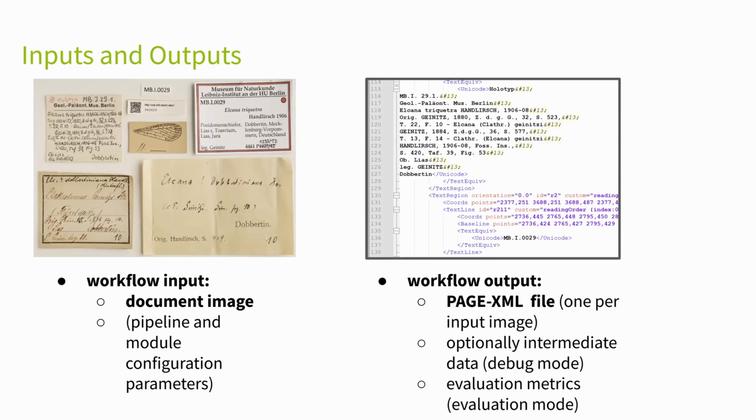So first of all, let's look at the inputs and outputs of our data pipeline. What enters the framework and what comes out. So the workflow input is the document image that we get from digitization. And secondly, we have all the configuration parameters for the pipeline and the individual modules that need to be specified and are then taken by the workflow. The output of the workflow is a PAGE-XML file. So we get one PAGE-XML file per input image. Optionally, we also get intermediate data when we run the pipeline in debug mode, or we get evaluation metrics when we run the pipeline in evaluation mode, which requires that we have something to compare to.